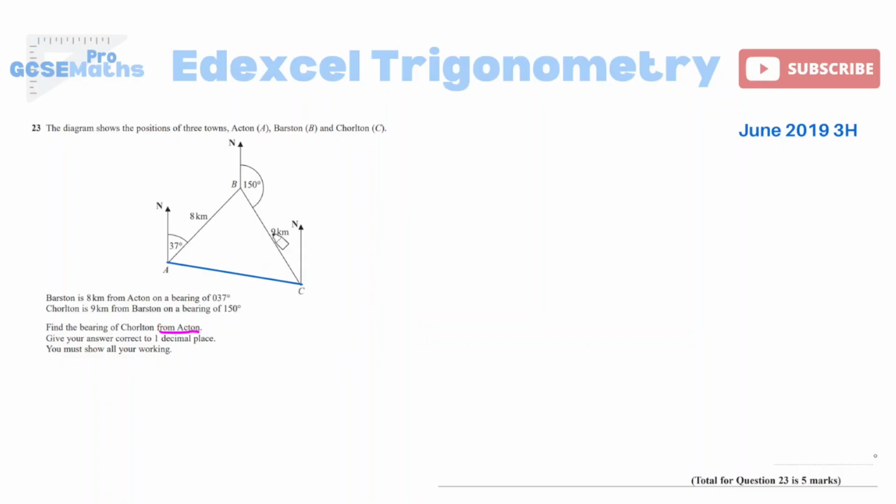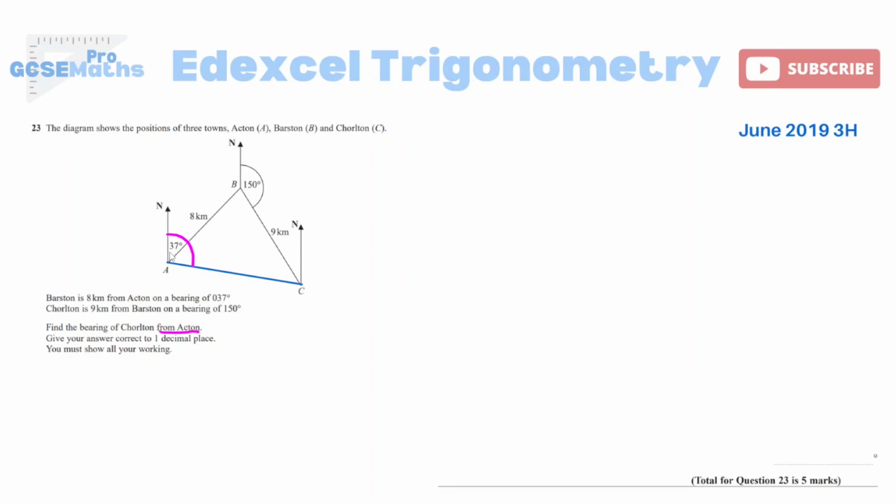So there's our line. Bearings work in a clockwise fashion from the north line. So from Acton, going clockwise from that north line, the angle that they're asking for, the bearing, is from the north line of Acton to the line that connects Acton and Chorlton. Okay, so that's just bearings, that bit there. That's nothing to do with trig. So we want to know that.